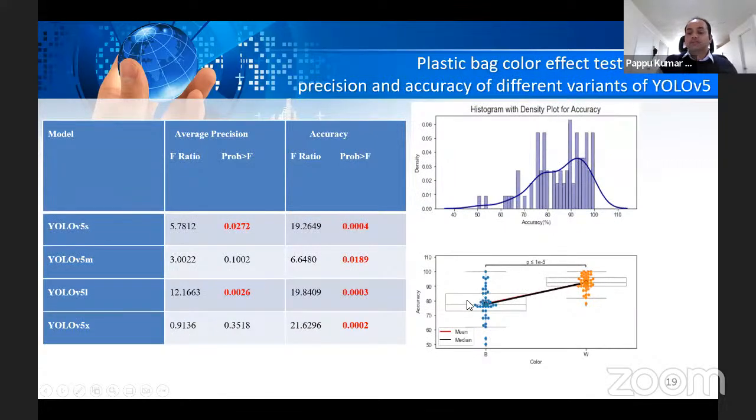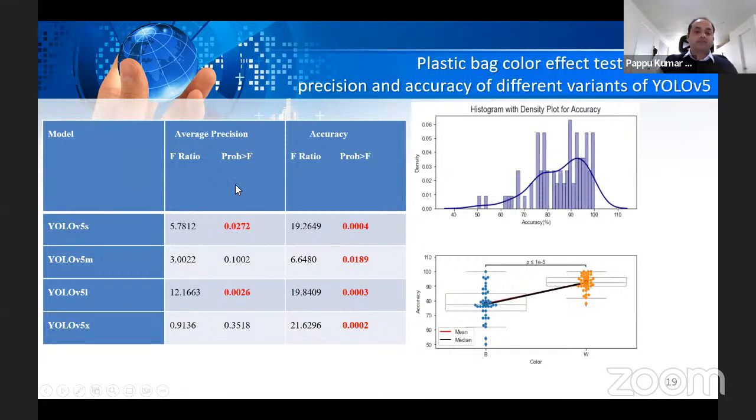As I told you, we also needed to test if brown bags get detected at higher accuracy or the white. It was found that white bags were detected at a significantly higher accuracy than brown bags, as expected, so it's a believable result. And since YOLOv5 also comes in four different varieties, depending on the size of the model, we also tested which model performs the best, if there is any significant difference.